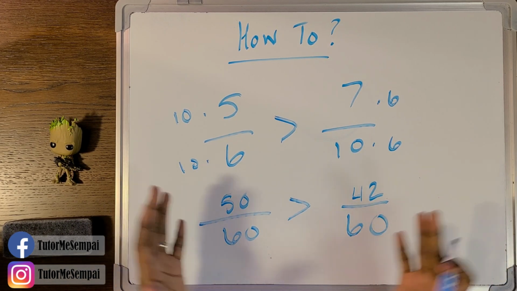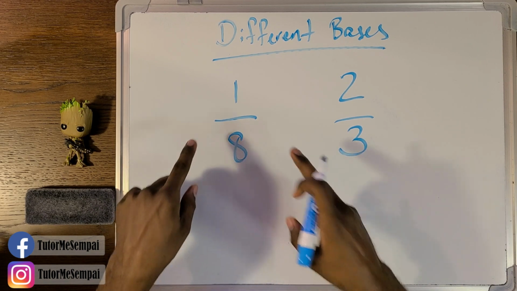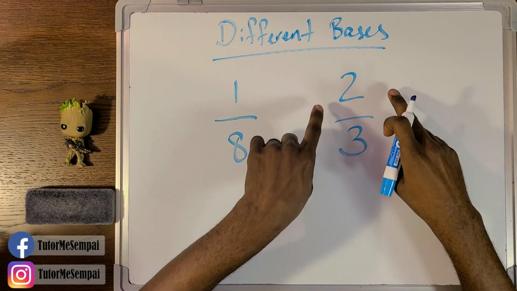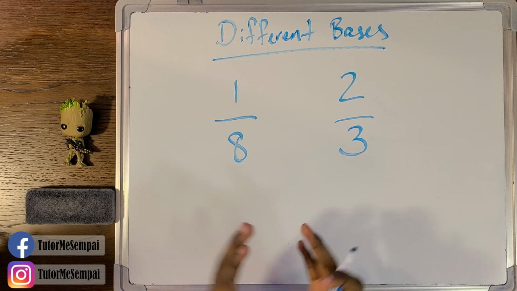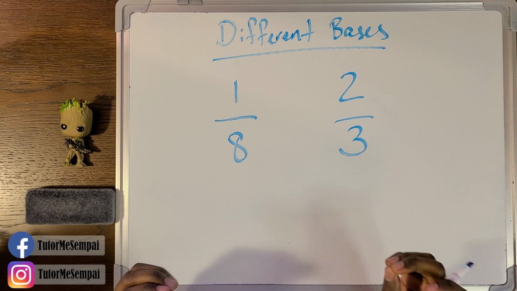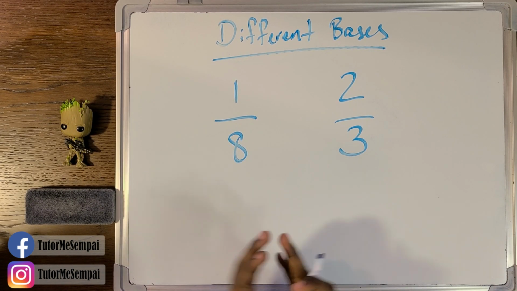So let's look at another example to make sure we have all the steps down. So here we have 2 fractions. One is 1 over 8 and the other is 2 over 3. And we want to compare them. However, we need to make sure that before we start comparing, we have the same base. And as you see, we don't have the same base.